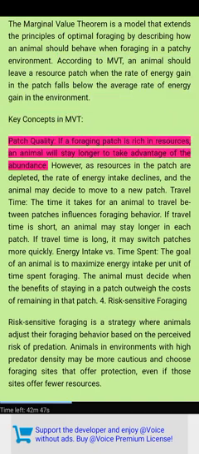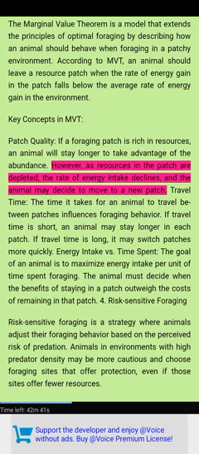Key concepts in MVT. Patch quality. If a foraging patch is rich in resources, an animal will stay longer to take advantage of the abundance. However, as resources in the patch are depleted, the rate of energy intake declines, and the animal may decide to move to a new patch.